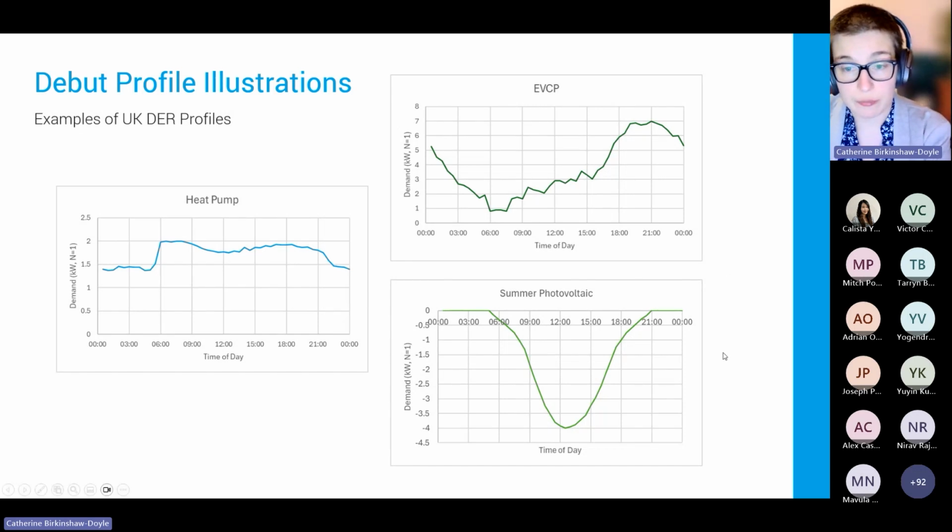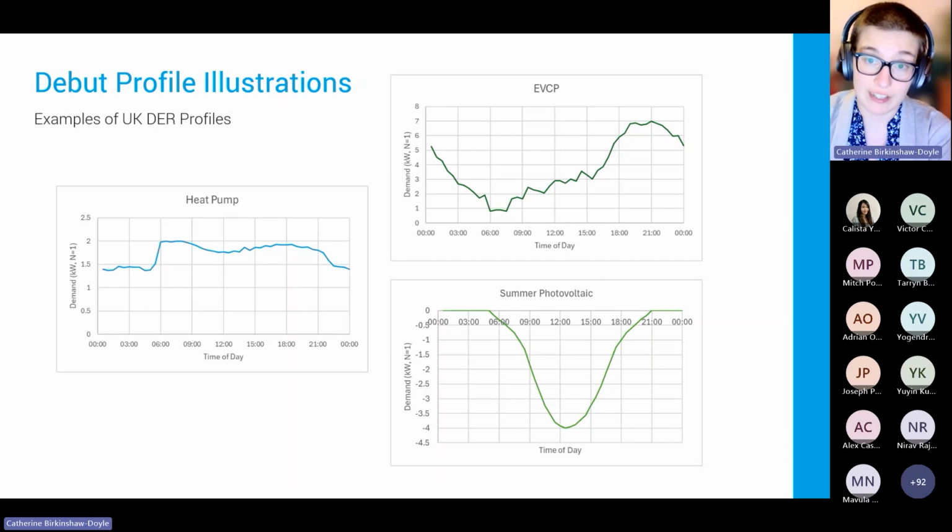And we've also got generator profiles as well. This example is a summer photovoltaic array. And you can see here, because this is a generator, it's upside down, as this isn't demand, it's generation. And all of these profiles are built from real life data. This isn't something we just completely made up. These are real life profiles that actually represent how these customers behave. We've also got vehicle to grid profiles, time of use tariffs, and all sorts of other useful models for different upcoming technologies.